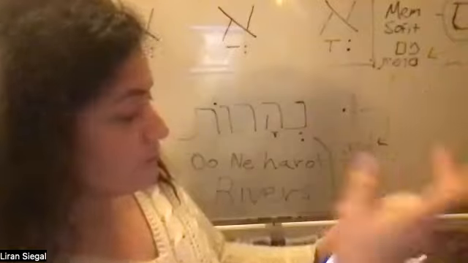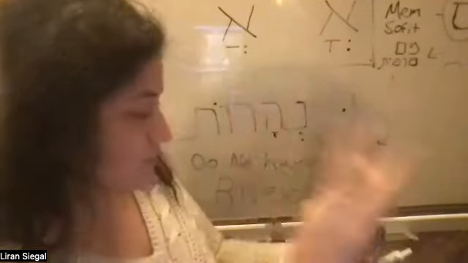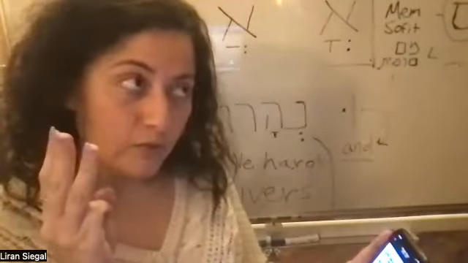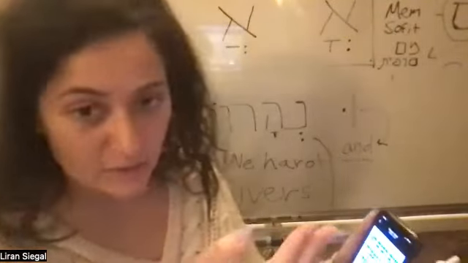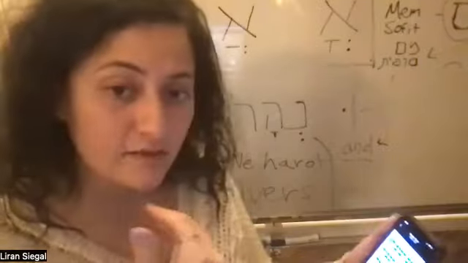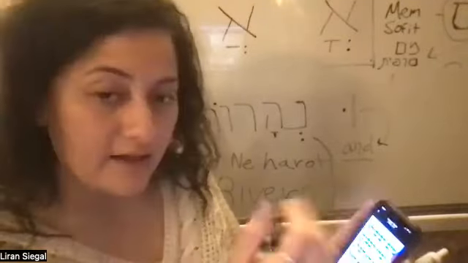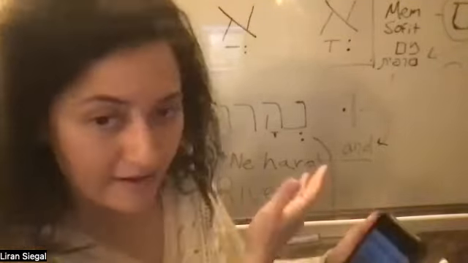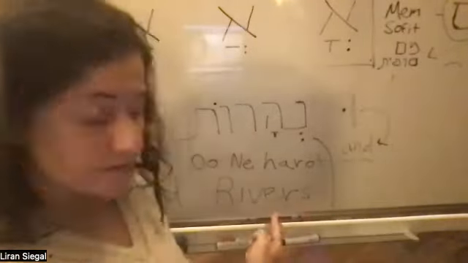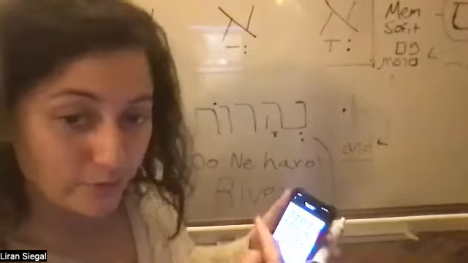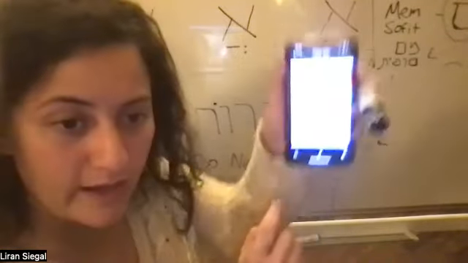So what do we have? We have water, maim, many, rabim, no, lo, will be able to, yochlu, extinguish, lechabot, the, et, the love, ha ahava, and rivers. What's the word after it? Because it's the same word we had earlier.